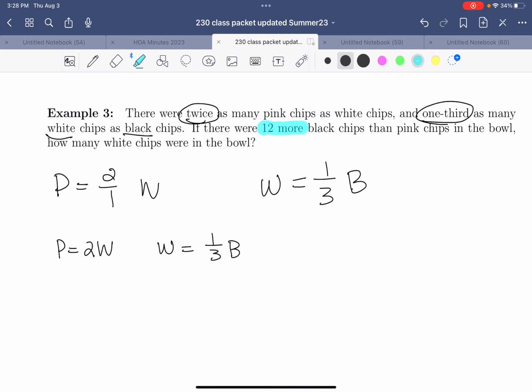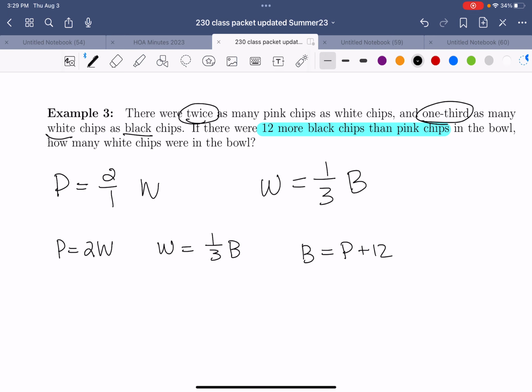So there were 12 more black chips than pink chips. Okay, so I got to think this one through for a second. So 12 more black than pink. So black is bigger, right? So I want black to be bigger. So I want black to be equal to pink plus some number of chips. So that way it'll be bigger. So I want 12 more. So I'm going to add 12 to pink.